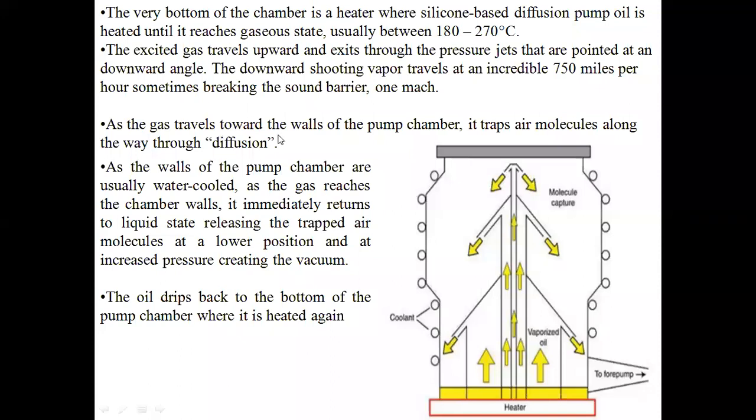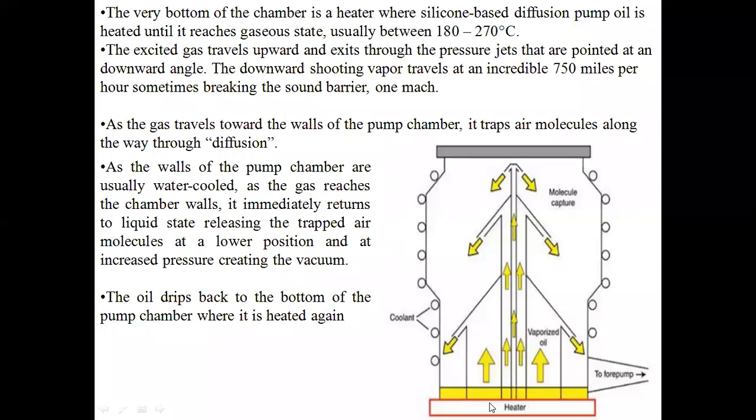As the gas travels towards the walls of the pump chamber, this completely walled chamber is circulated with a series of cold water jackets, which take care of cooling the chamber. As the walls of the pump chamber are water cooled and the gas reaches the chamber wall, it immediately returns to liquid state, releasing the trapped air molecules at a lower position at increased pressure, creating the vacuum. The oil drips back to the bottom of the chamber where it is heated again.